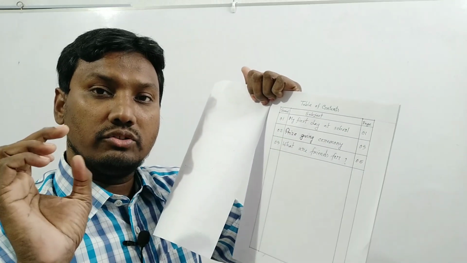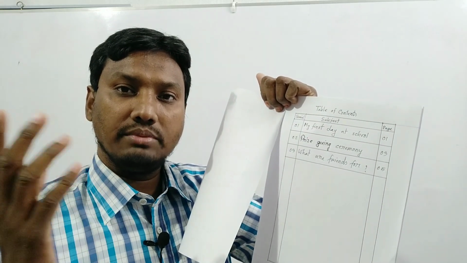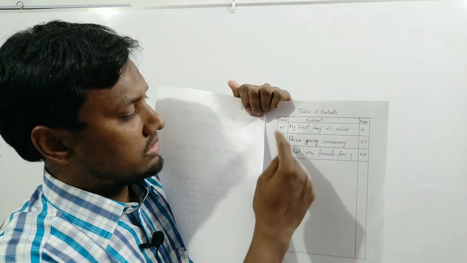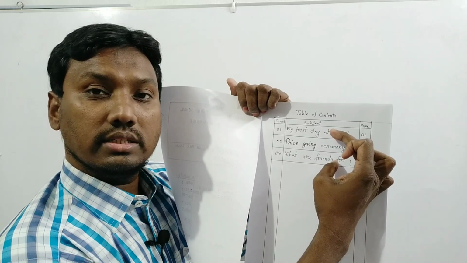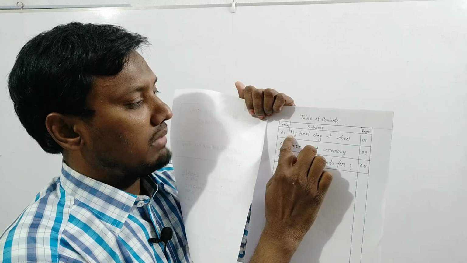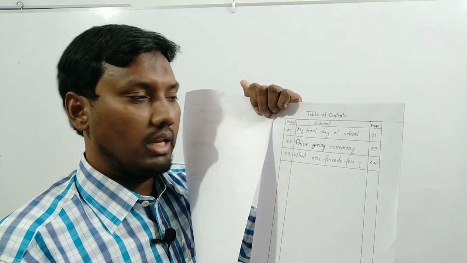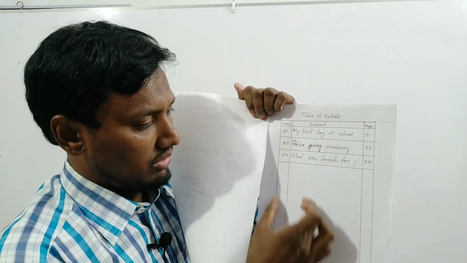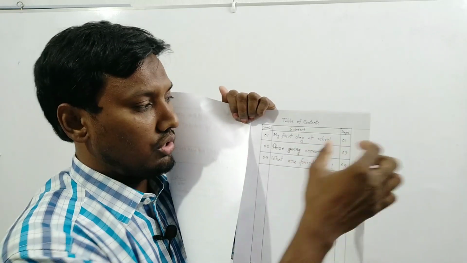Serial number 1, 2, 3, 4, 5, 6. If your teacher gives you minimum 2, 3, 4, 5, 6 questions, then you may write down like this: 1, 2, 3, 4 serial. Then you may write down the subject of the question: my first day at school, prize giving ceremony. If your teacher gives more questions, you may write down like this: 1, 2, 3, 4. Then page number.